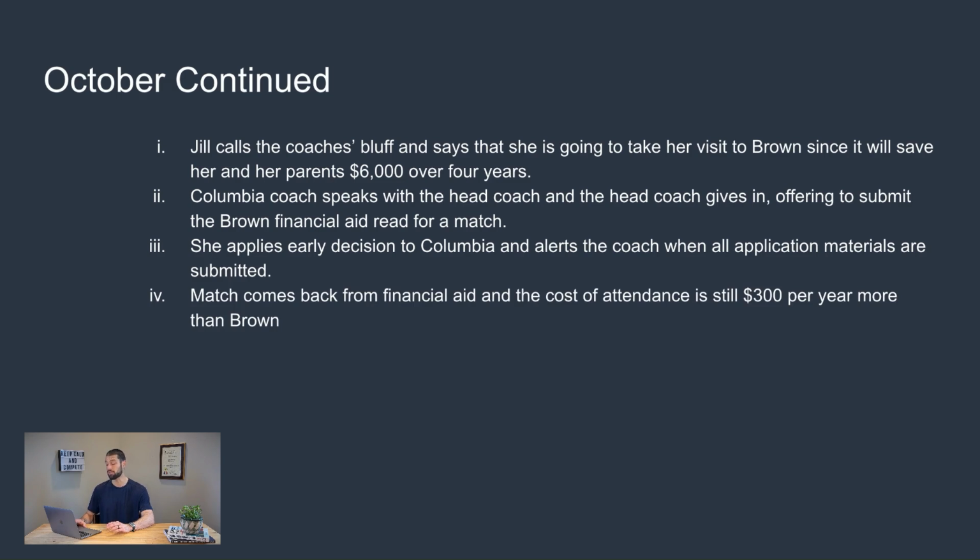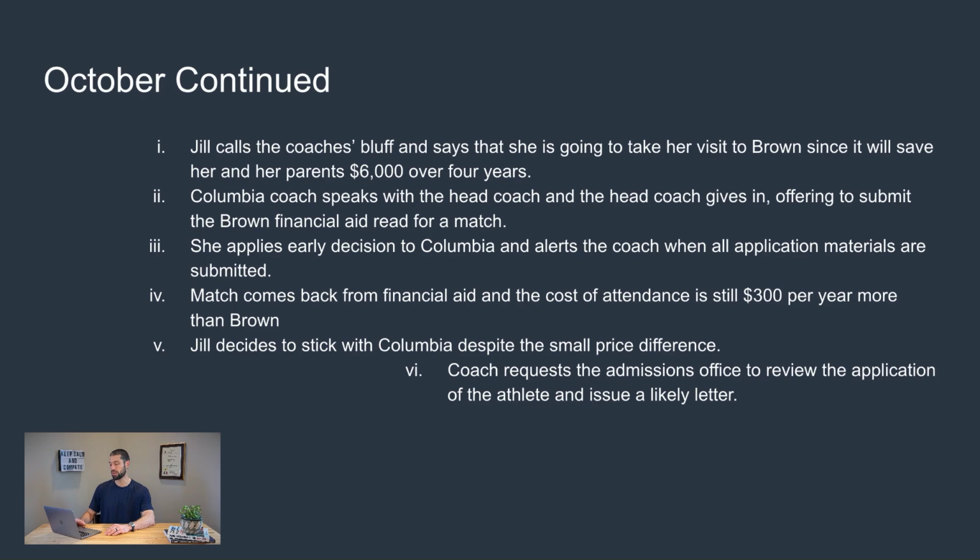The match comes back from financial aid, and the cost of attendance is still $300 per year more than Brown, but it's much closer. It was $1,500 more expensive. Now it's only $300 more expensive, because remember, the match will typically only match tuition, but each Ivy League school is going to calculate their fees and cost of living in slightly different ways. So it's still $300 more than Brown, but Jill decides to stick with Columbia despite the small price difference.